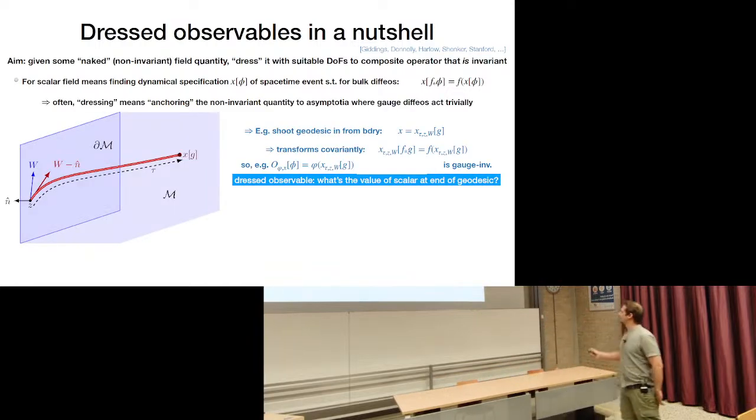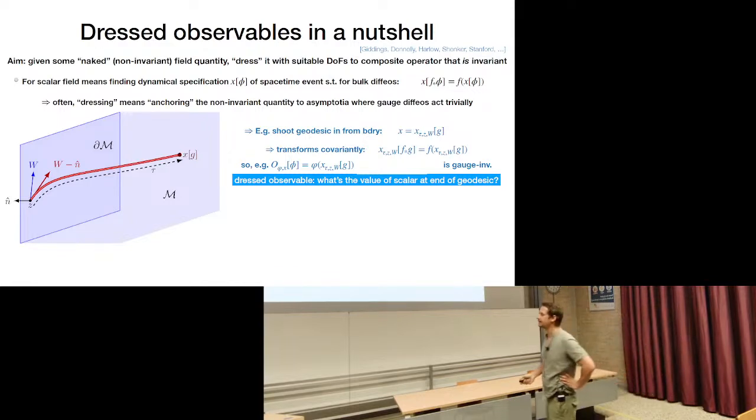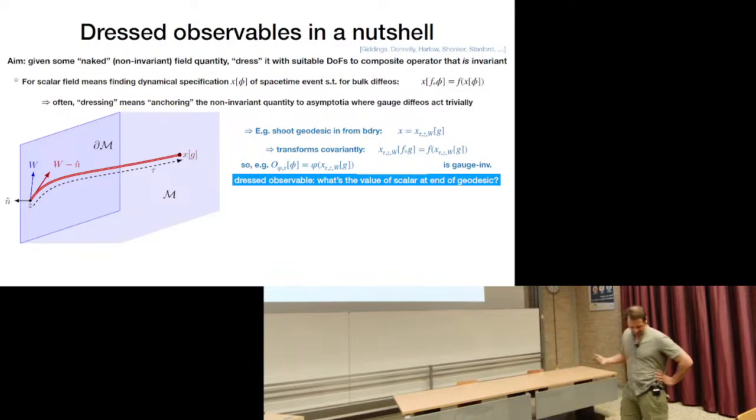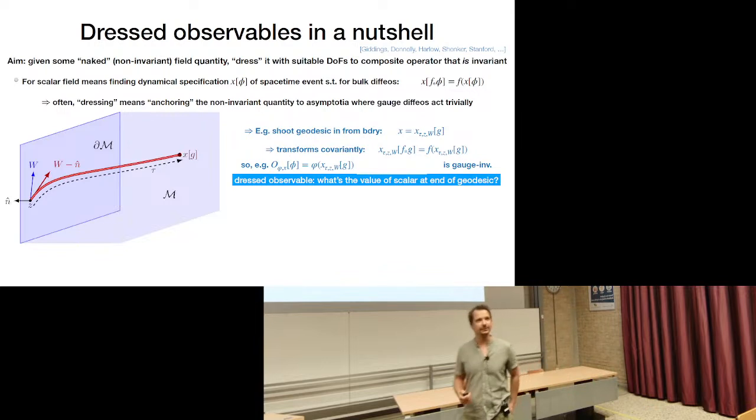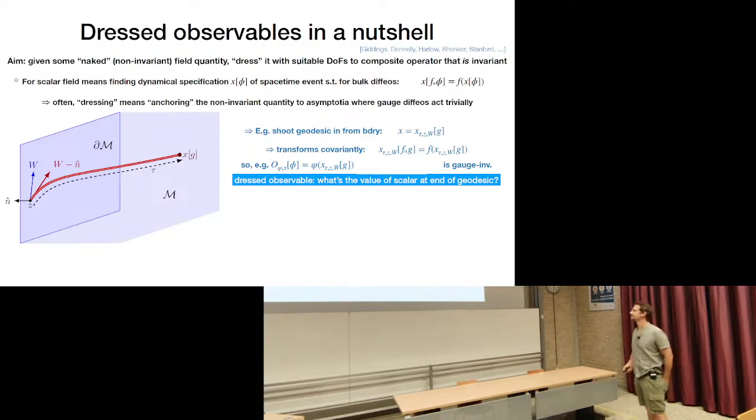Now, why do you want to have this? This basically means that if you evaluate a scalar field at such a dynamically defined event, it will be gauge invariant. And just to give you a bit of an intuition, in particular in the hep-th community, a lot of people like boundaries, so they like to use the boundary as a reference, and so often the dressing means kind of anchoring your description relative to a boundary.